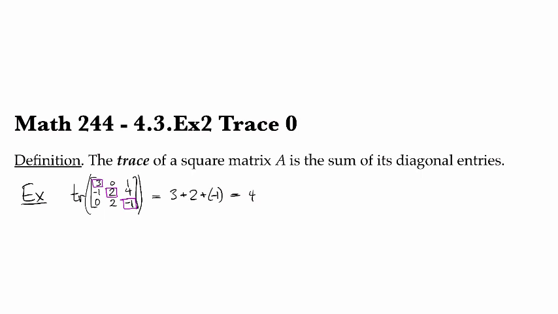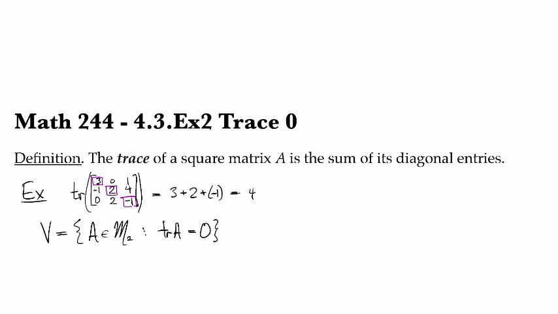Okay, so let's now look at the collection V of all, say, 2 by 2 matrices such that the trace of A is equal to 0. Okay, well then let's see. Is V a vector space?